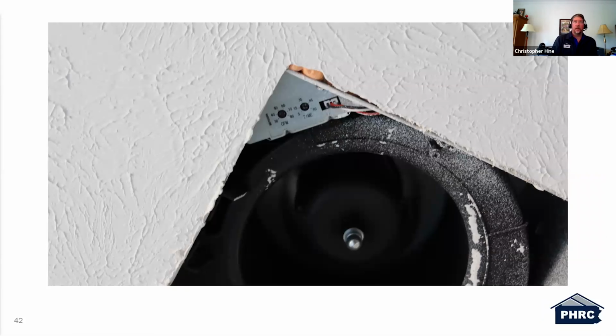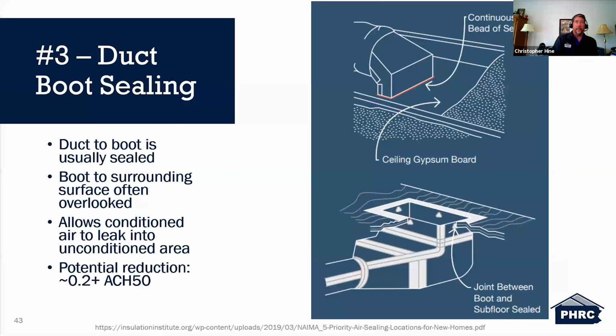And here's just a photo of a bath fan, again, where you have spray foam insulation sprayed in there that is closing up that gap.